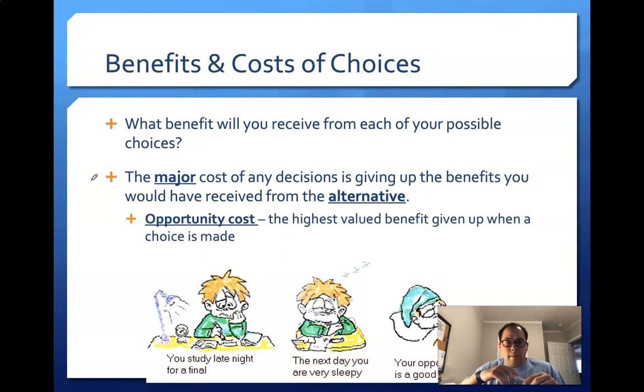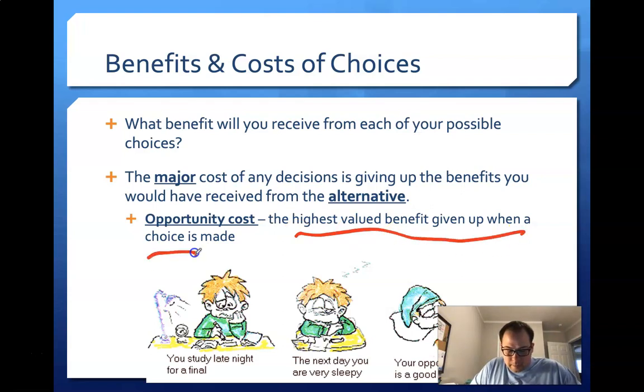When we look at benefits and costs, one of the things we start to talk about is the opportunity cost. The opportunity cost is the highest valued benefit given up when a choice is made. So this is going to be the biggest cost to any decision that you make. It's the next best alternative. So if you decide to go to college, there is an opportunity cost for you to go to college. You are giving something up.